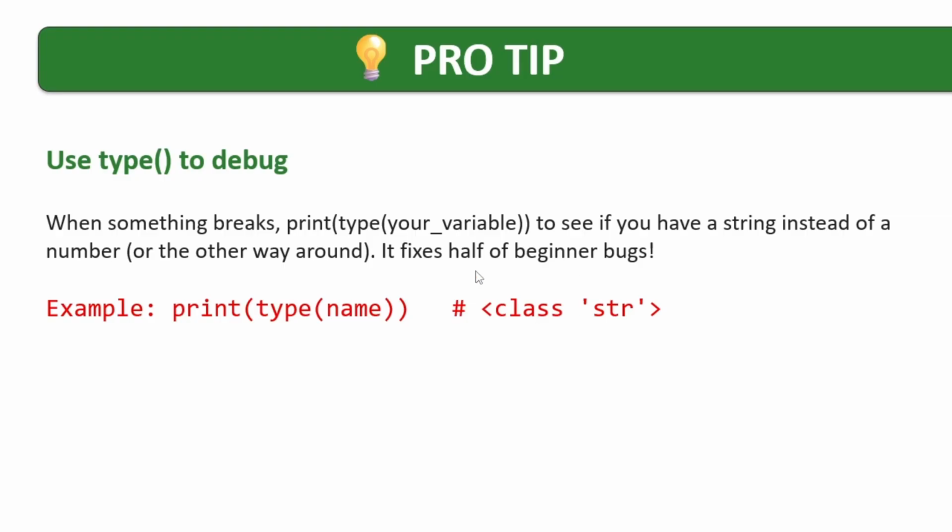When you are programming and getting any errors, here is a quick tip: you can use the type function. This type function will give you the data type of that particular variable. Simply use type of the variable name and it will return the data type of the value held in that variable. So when something breaks, use the print function, print type of your variable, to see if you have a string instead of a number or the other way around. It fixes half of beginner bugs.